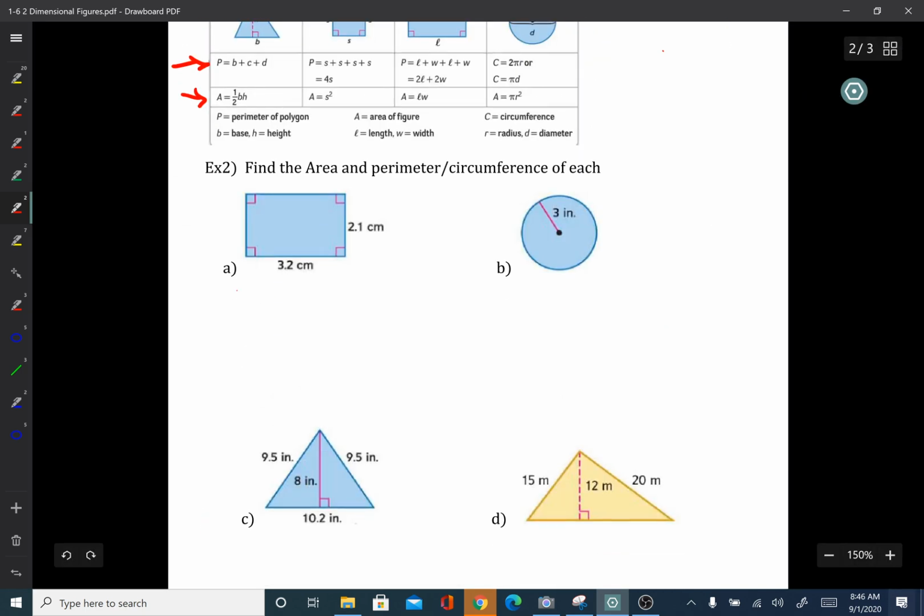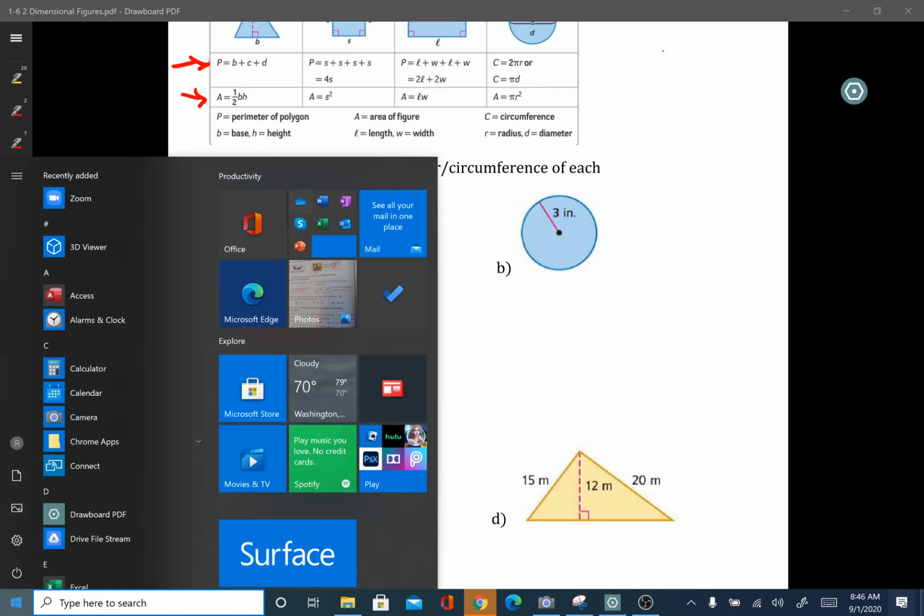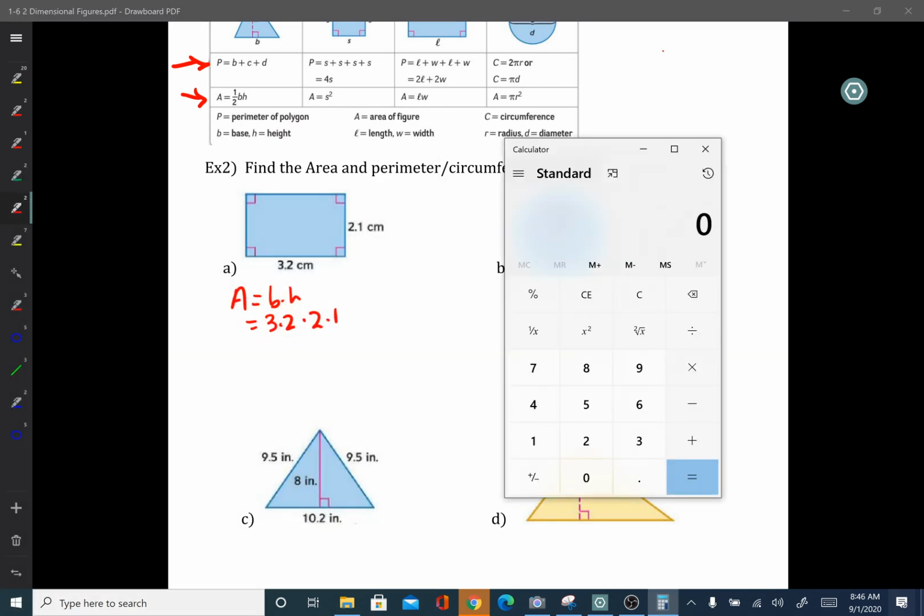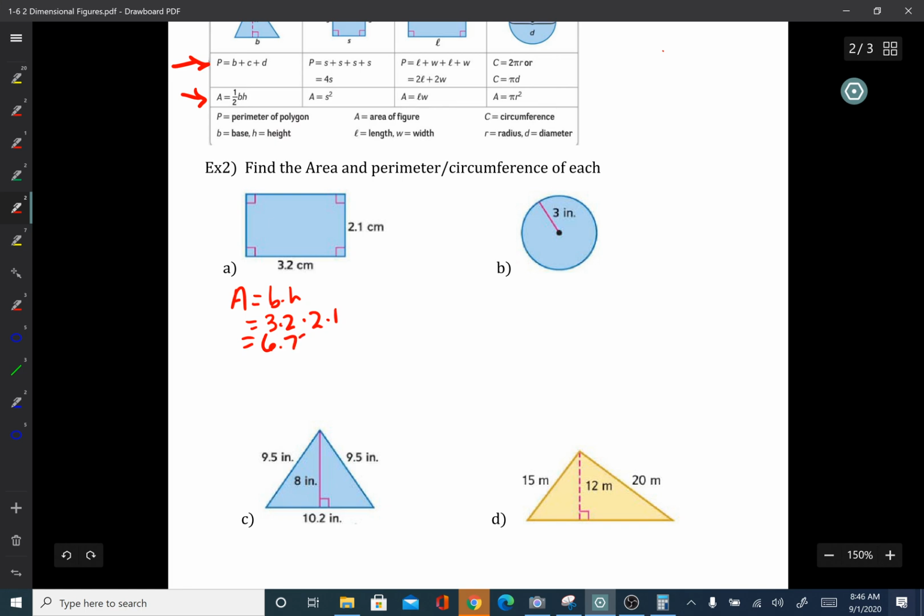All right, well, area of the rectangle is just going to be base times height, right? So it's going to be 3.2 times 2.1. I'm not going to spend time on the crunching of numbers here, so 3.2 times 2.1 is 6.72, right? 6.72. Since it's area, it's square units, so centimeters squared, okay?